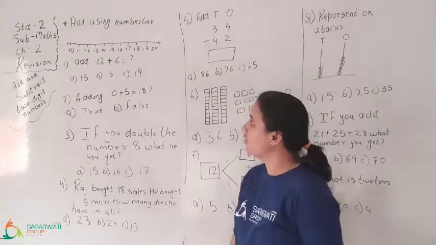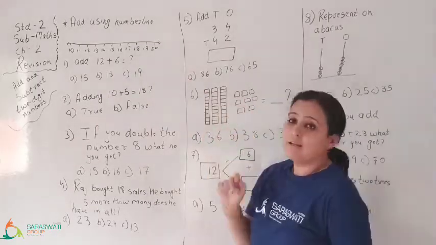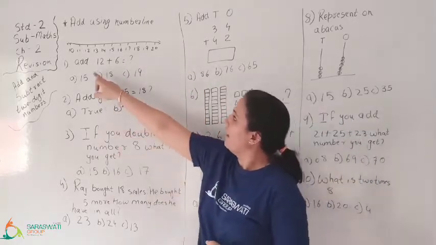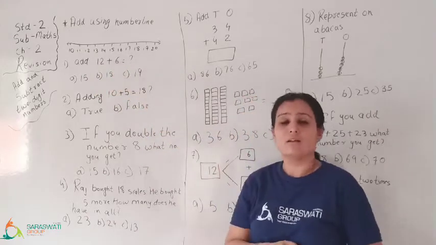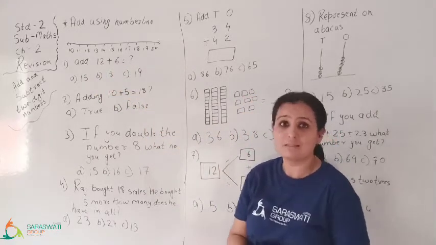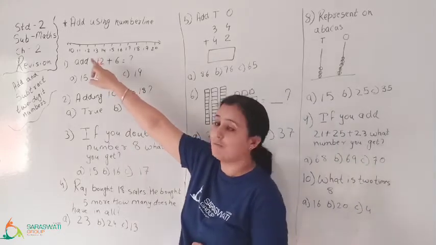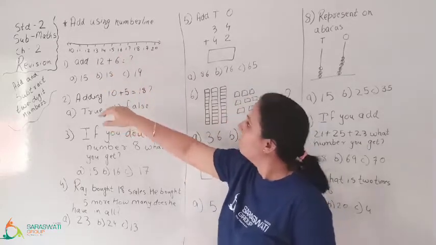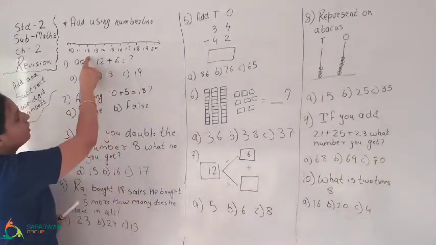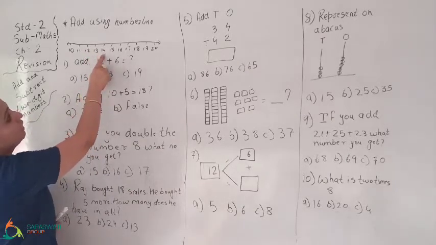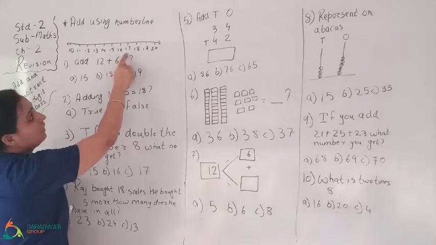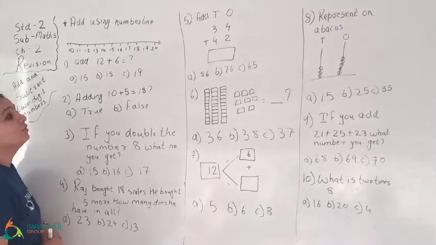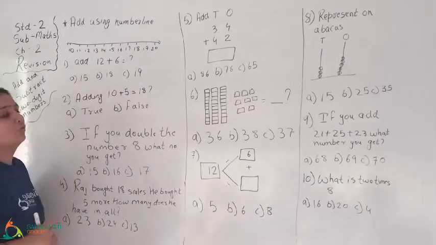First of all, question number 1 is add using number line. You can see I have drawn a number line and I have written the question, add 12 plus 6. Now what do you get after you add 12 plus 6? It means on the number line you have to take 6 jumps forward. From 12 you go ahead: 13, 14, 15, 16, 17, 18. So what number do you get? You get 18. So what will be the answer?